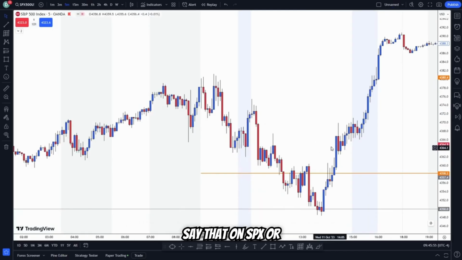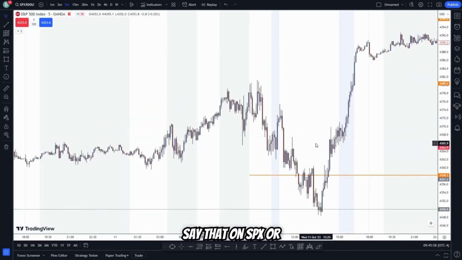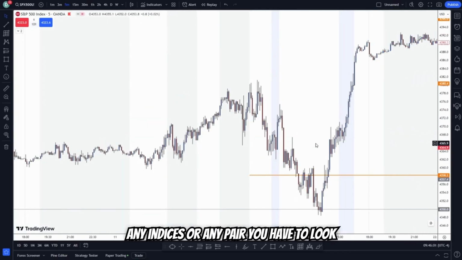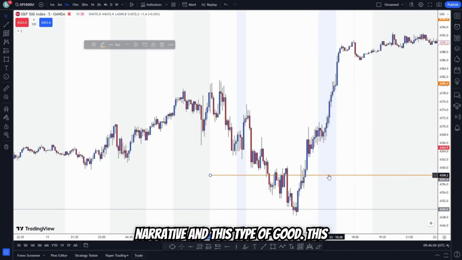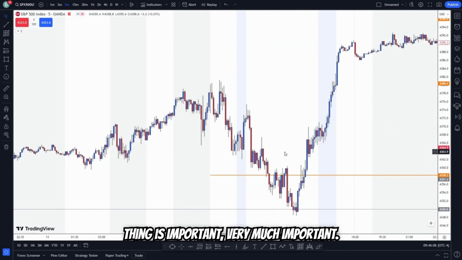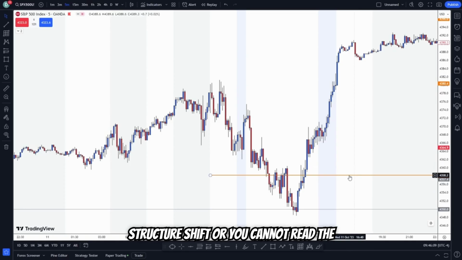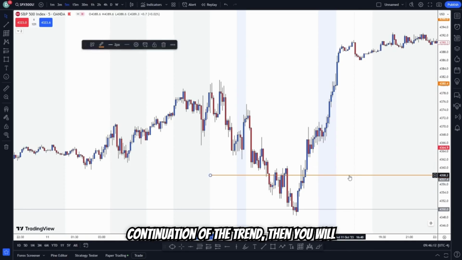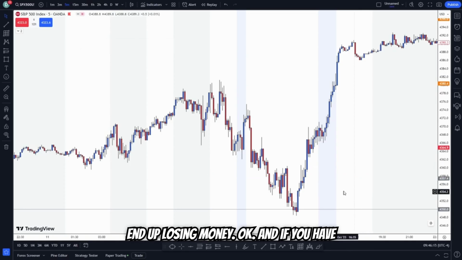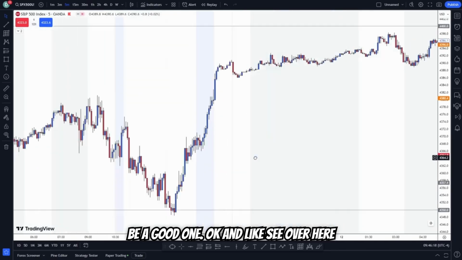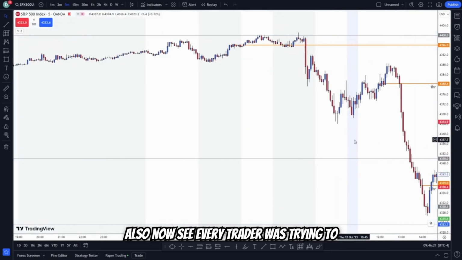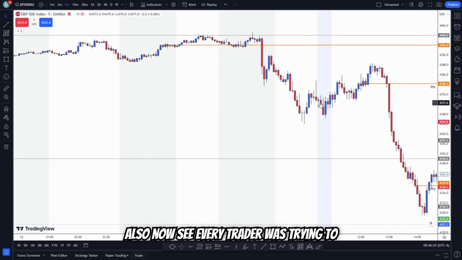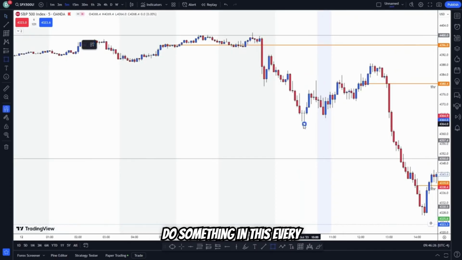So the thing I'm trying to say is that on SPX or any indices or any pair, you have to look for the dealing range and the higher time frame narrative. This is way more important. If you cannot read the market structure shift, or you cannot read the continuation of the trend, then you will end up losing money. And if you have risk management on top of this, it will be a good one.